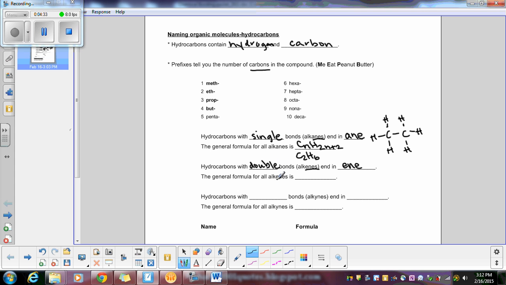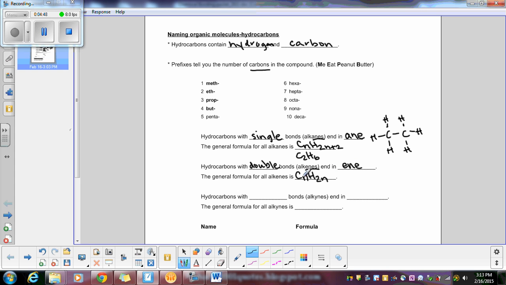The formula for alkenes is CnHn. Again, the prefix tells us the number of carbons that we have. And this time we're going to have H be the same as 2 times the number of carbons.